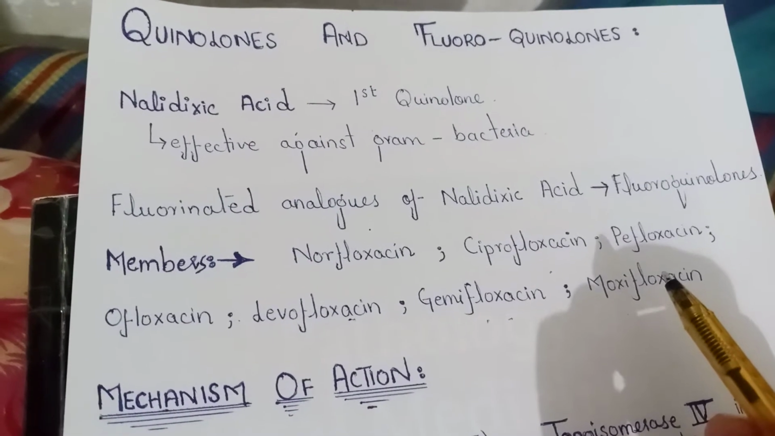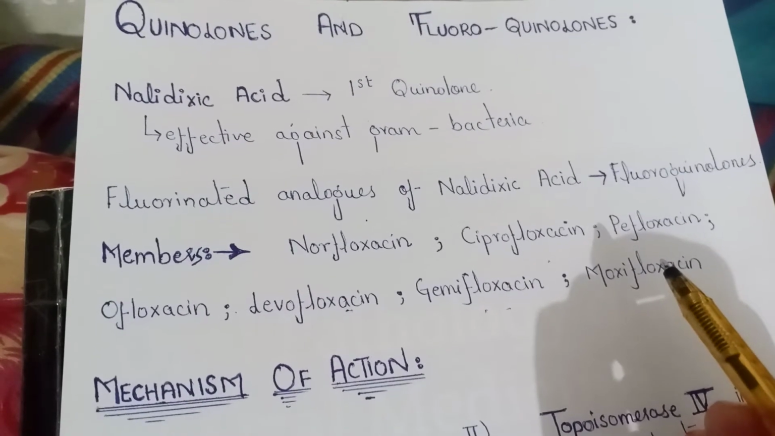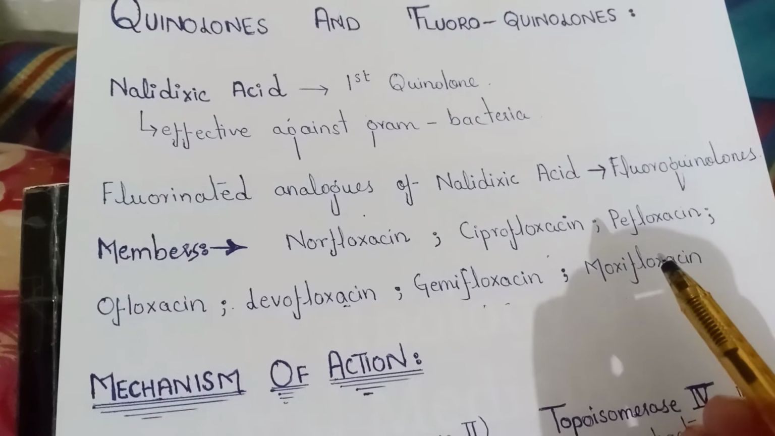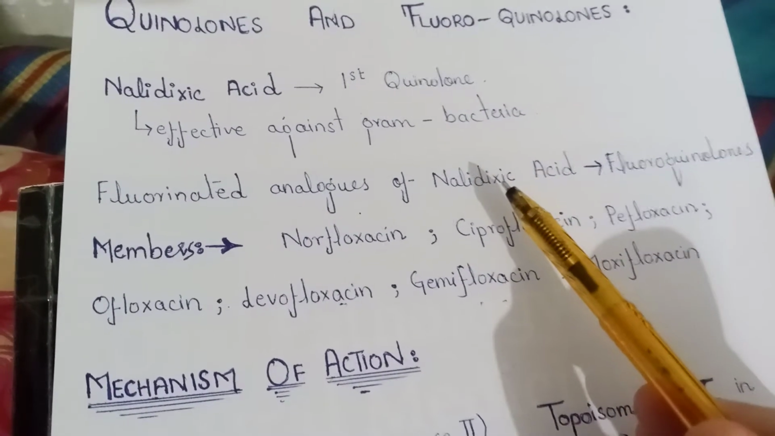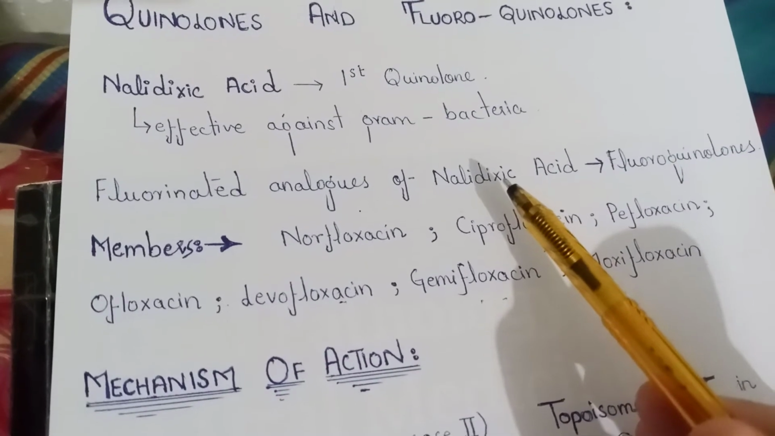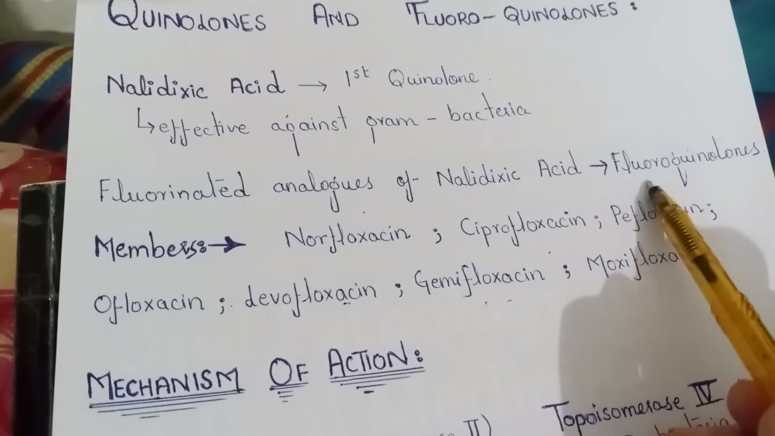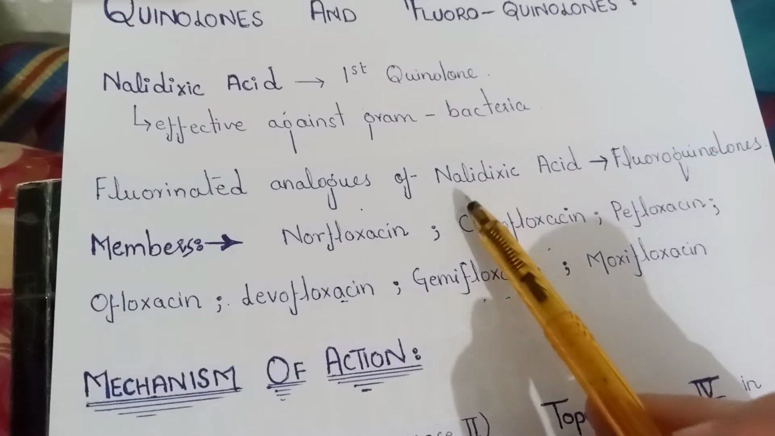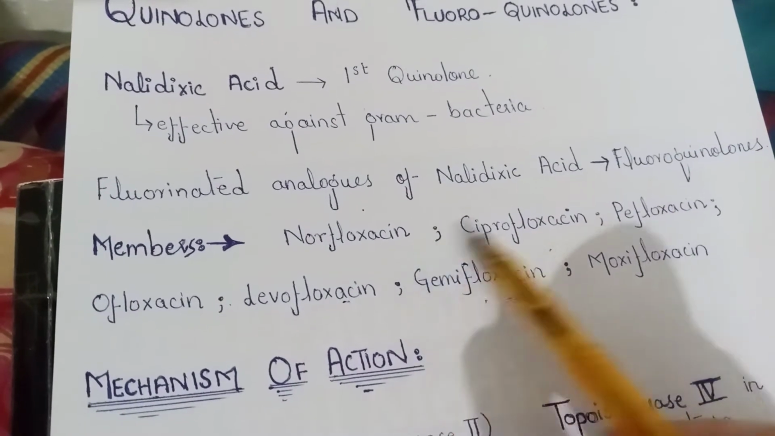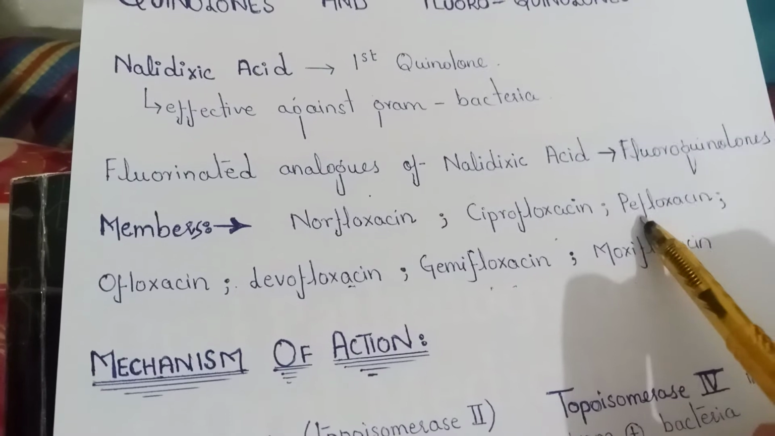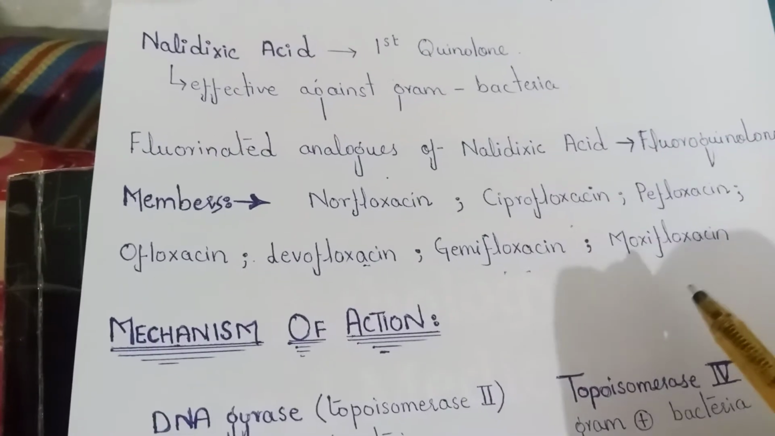So the first quinolone was nalidixic acid. Nalidixic acid is most effective against gram-negative bacteria. But due to resistance shown by some of the bacteria towards nalidixic acid, newly powerful drugs were synthesized and they were named fluoroquinolones. Now, these fluoroquinolones are nothing else but the analogues of nalidixic acid. The members of fluoroquinolones include norfloxacin, ciprofloxacin, pefloxacin, ofloxacin, levofloxacin, gemifloxacin, and moxifloxacin.